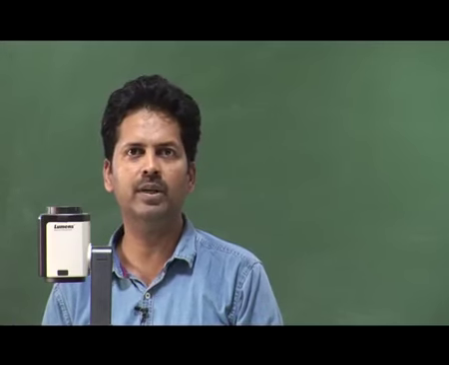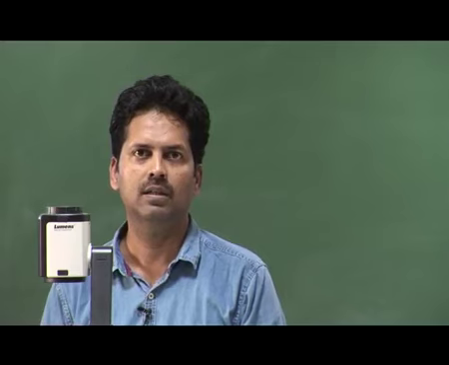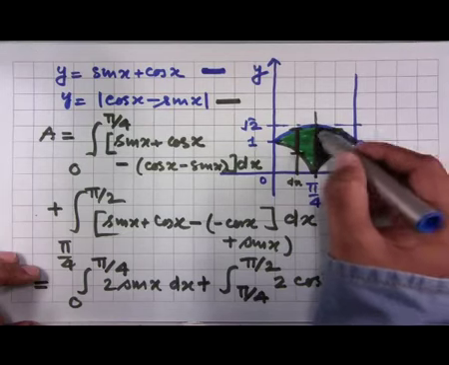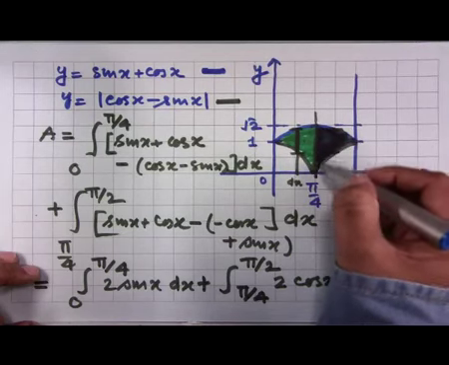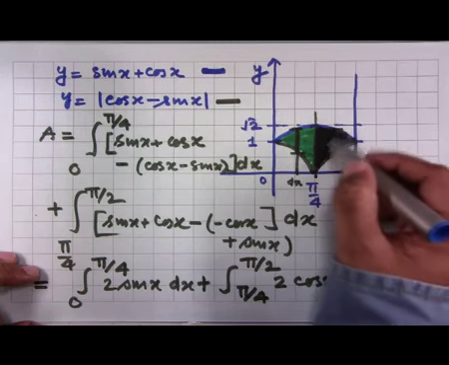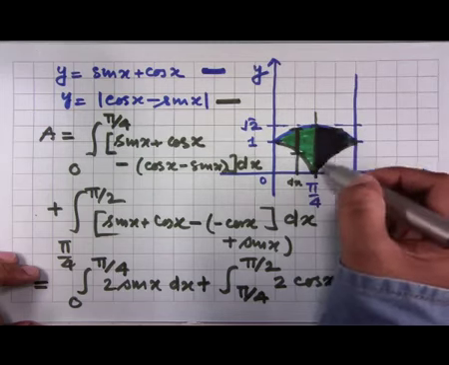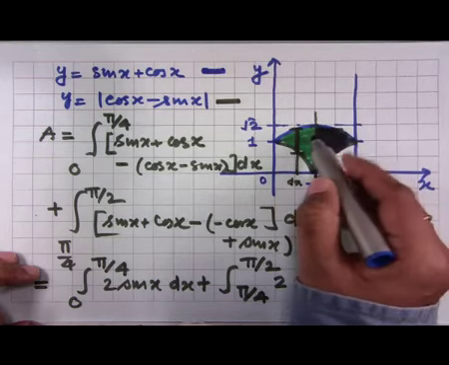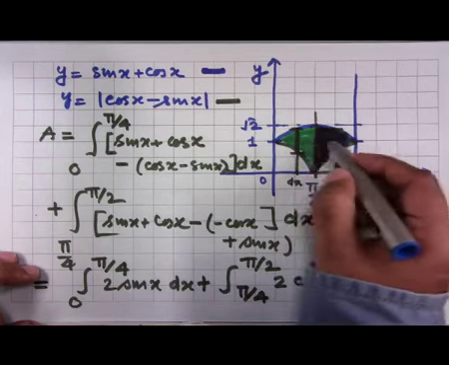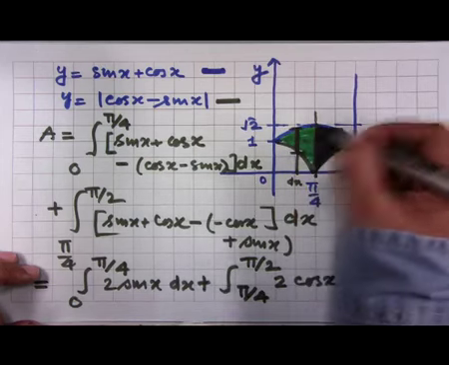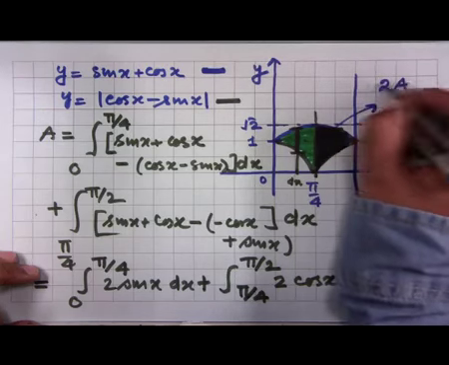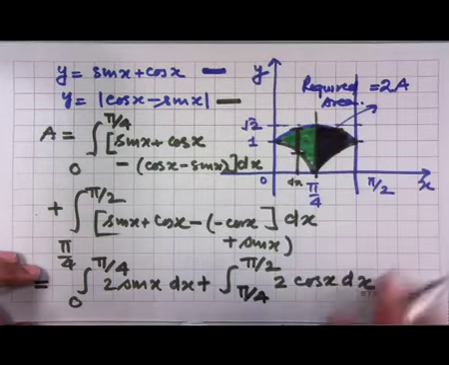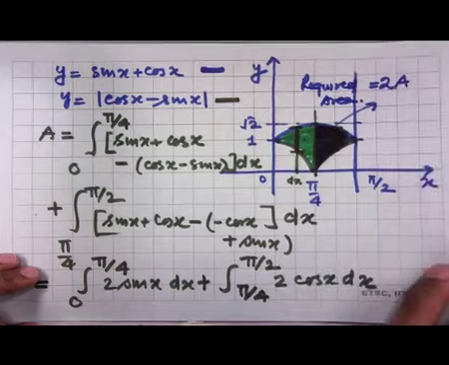There is one important point to notice in this example. This region can be divided into two portions, the region which I have shaded with blue color and this one with green. They are symmetrical. So, instead of computing both the areas separately, you can just compute this one and twice of this will give you the required area. Fine. So, let us take another example.